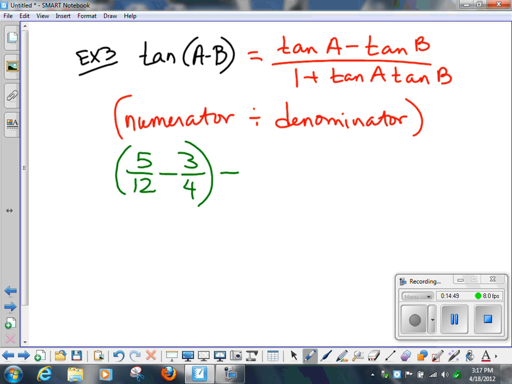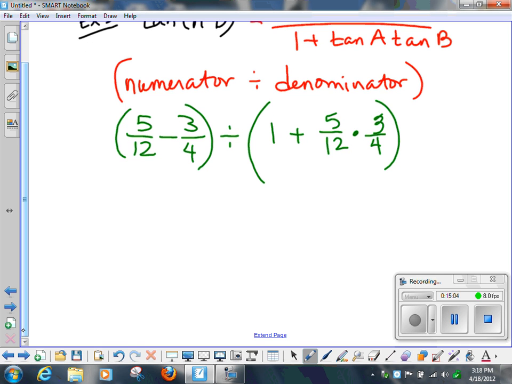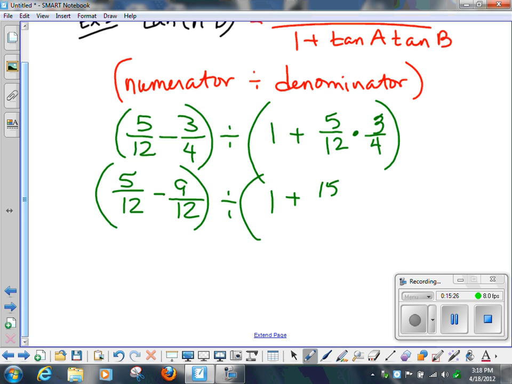All right, there's that. Divided by the denominator, 1 plus tangent of A, it's already there, 5/12 times tangent of B, which was 3/4. And now it's just fractions. What do I have to do with my numerator, folks? I got to have common denominators, which is going to be 12. So 5/12 doesn't change. 4 goes into 12 3 times. 3 times 3 is 9. And then, holy moly, we've got 1 plus 15 over 48.